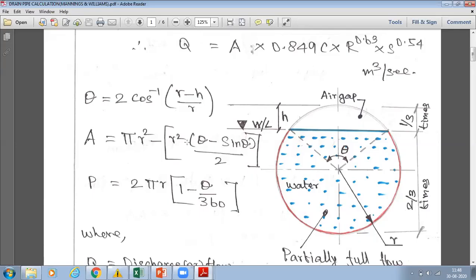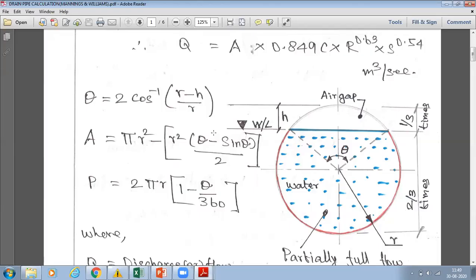This formula will work for radian. This theta you have to convert into radian, not degree. Why have I given this radian formula? Because this formula you have to use in an Excel sheet, and Excel works in radian only. So that's why I gave this radian formula. We can put it into the Excel sheet, then it will work.